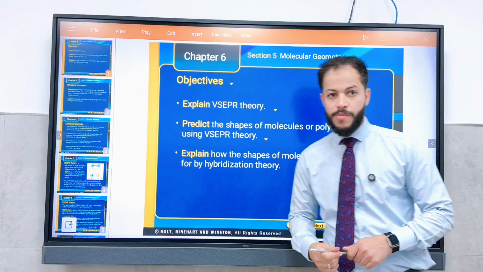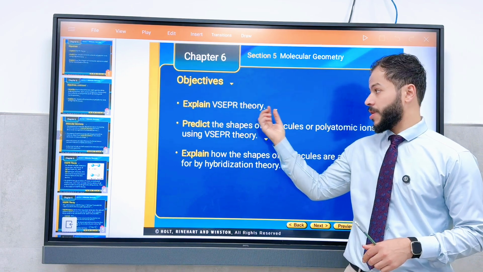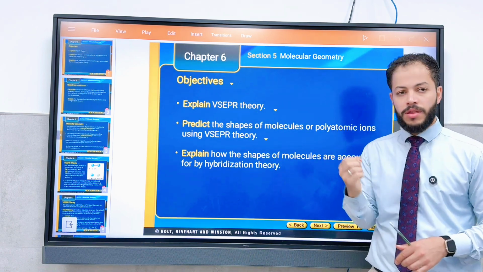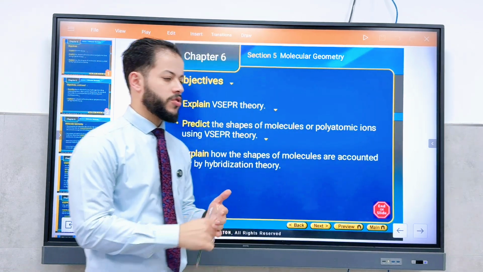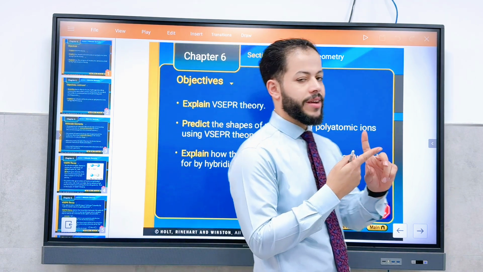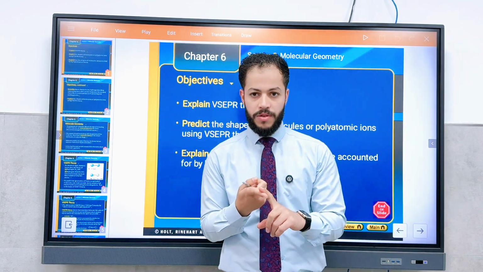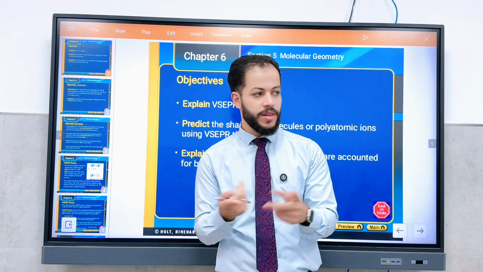We talk about the molecular geometry. In the first section, we explained the valence shell electron pair repulsion theory. And we said that there are three important things you have to understand in the valence electron pair repulsions. First, you have to determine the number of atoms within the molecule. If it's a two-atom molecule, it's linear.